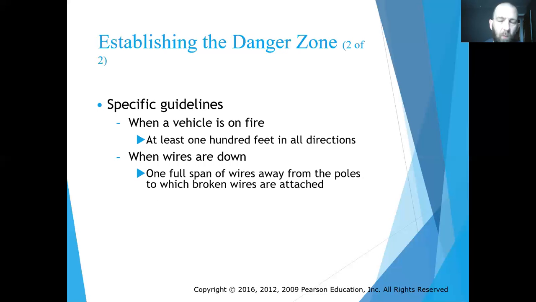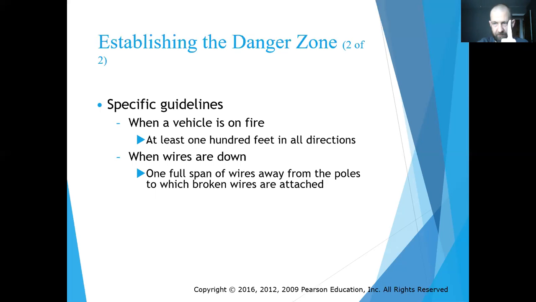So you want to go one full span of the wires away from the poles. Okay, so the pole that wire broke off of, or rather the pole that it's still attached to, one full span of that in all directions. So however long that wire is, if you take it from wherever it's attached, and you make a circle around it for whatever the length of the wire is, that's how big our safety zone should be. So should that wire be live with electricity and sparking and moving around, we're going to be outside of the zone where that wire could go.